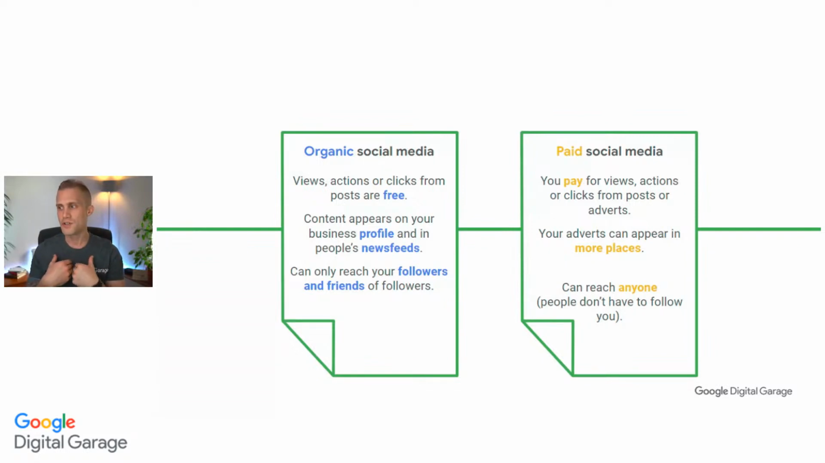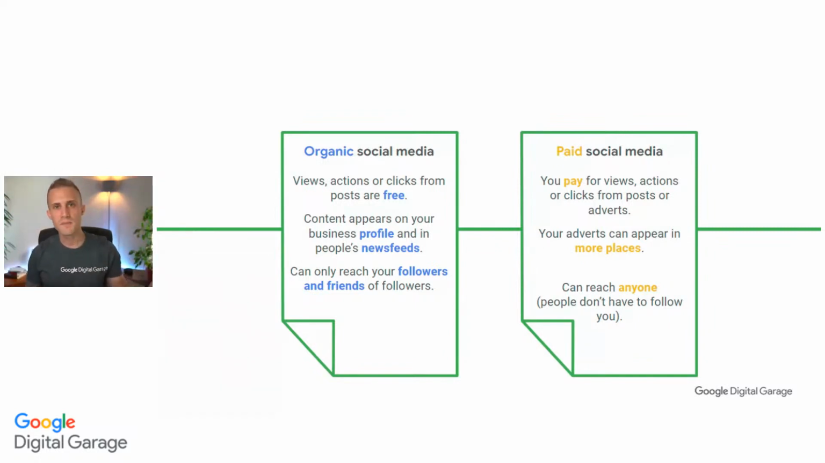I'm on social media because I like to communicate with my friends and my family. So when it comes to me freely posting, which all of us can do, we can grab our phone right now or go on the computer and start posting, but the content will appear on the business profile and in people's feeds, but you can only reach your followers and friends of followers. So everything's going to be free and you can post it, but that's not really going to reach the ends of the earth where you're trying to reach the customers.